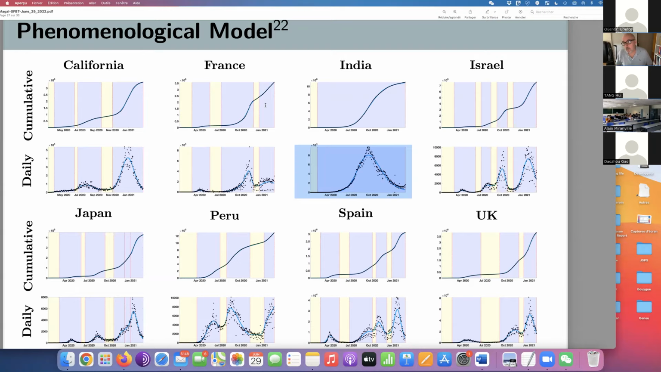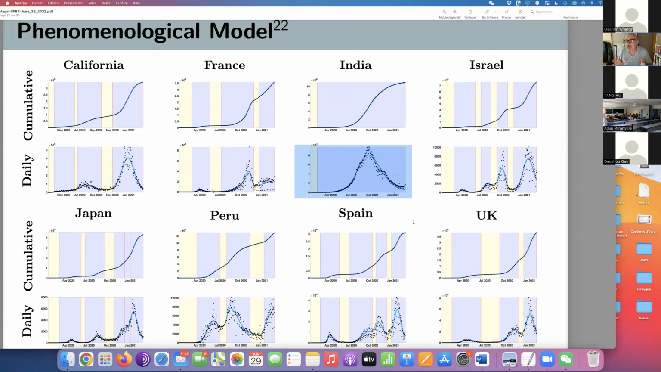With this, it will follow perfectly. So that's why we don't need to plot, in fact, because we compute the transmission rate in order to fit perfectly those blue curves. For the cumulative, there is no need to plot.